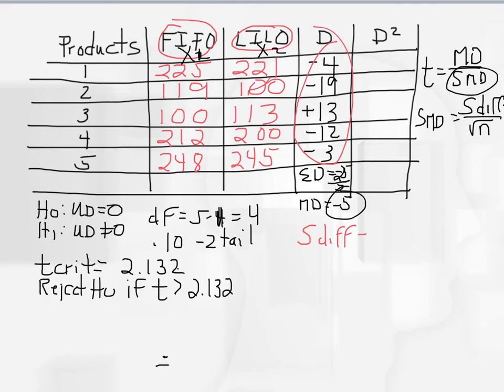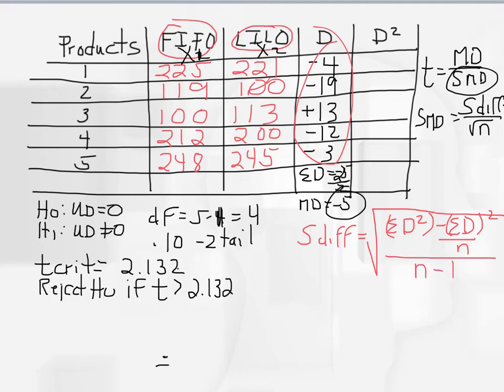We're going to take the square root of the sum of my squared differences minus the sum of my differences squared divided by n, and I divide that by n minus 1.